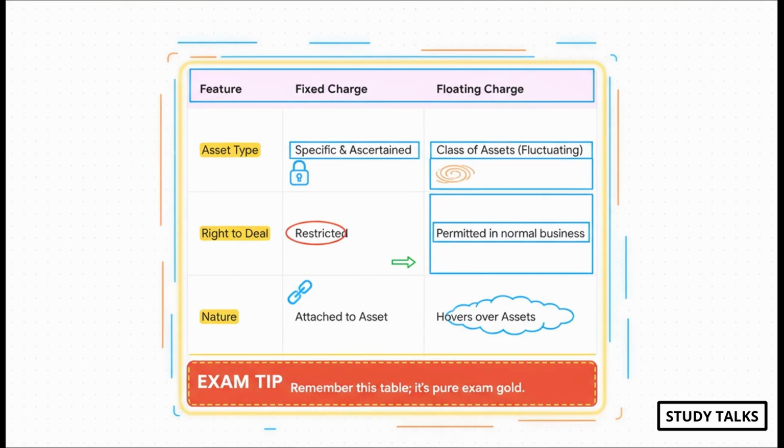So let's put them side by side. This slide right here is revision gold. Seriously. For a fixed charge, the asset is specific, and the company's hands are tied when it comes to selling it. For a floating charge, it's a whole class of ever-changing assets, and the company is free to deal with them. One is attached, the other hovers. You absolutely have to know this table for the exam.